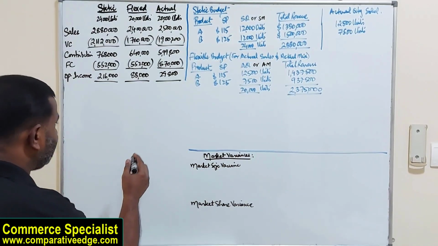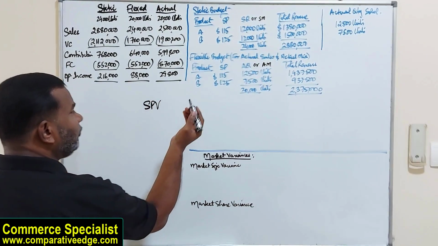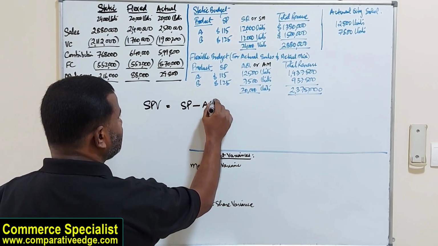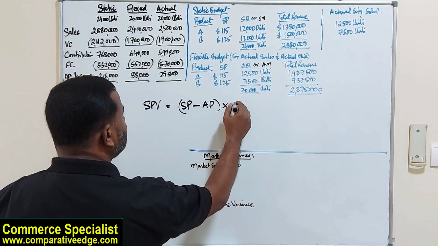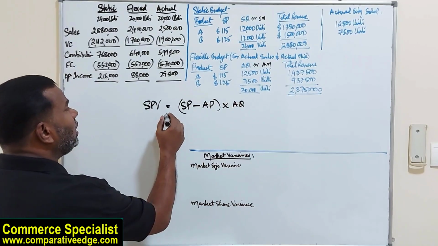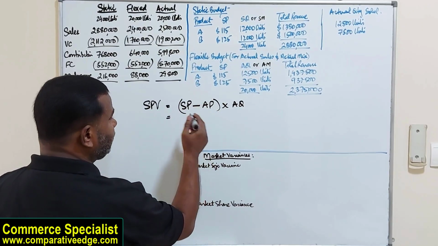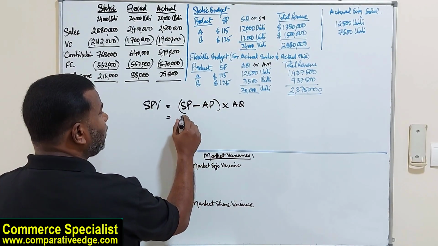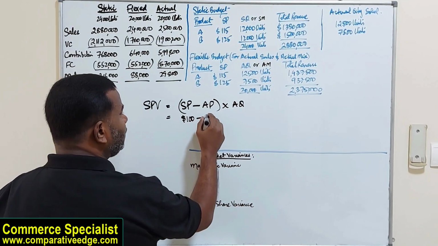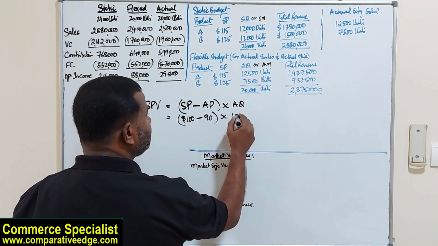If we are talking about sales price variance, the formula is very simple: standard price minus actual price into actual quantity, or you can write actual volume. Let's assume the standard price, which is the budgeted price the company has decided, is that they will sell one unit for $100. But actually they ended up selling one unit for 90. And in reality they sold 10,000 units.